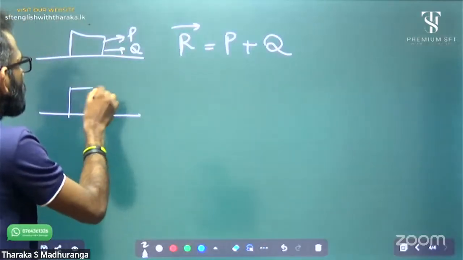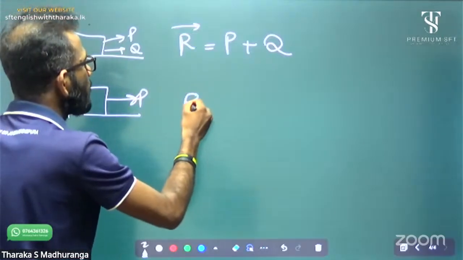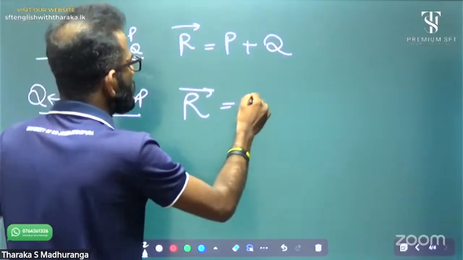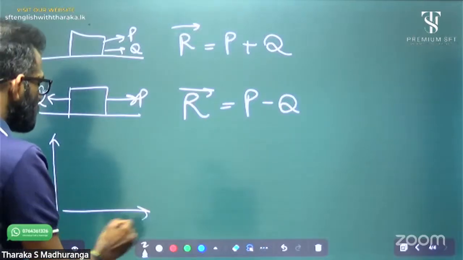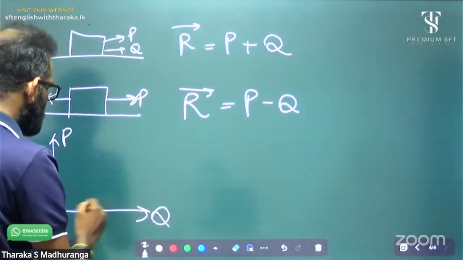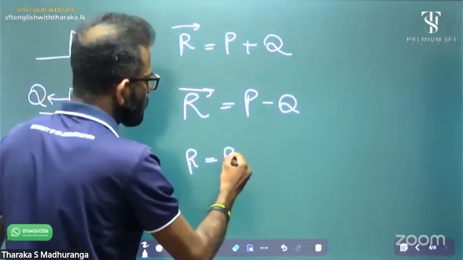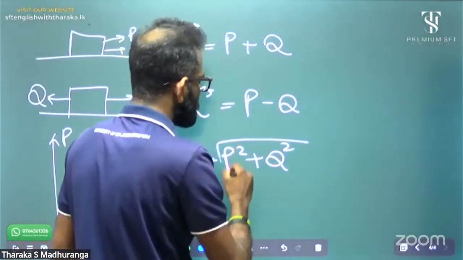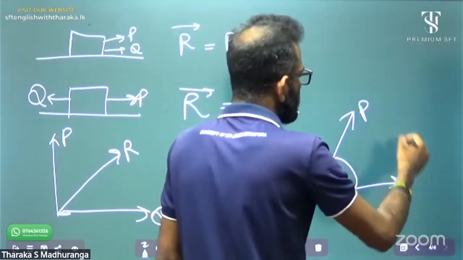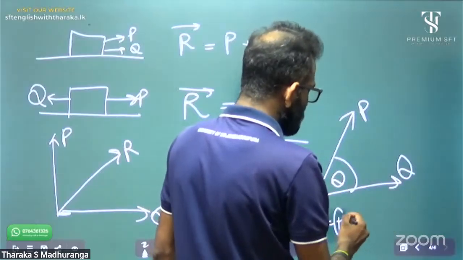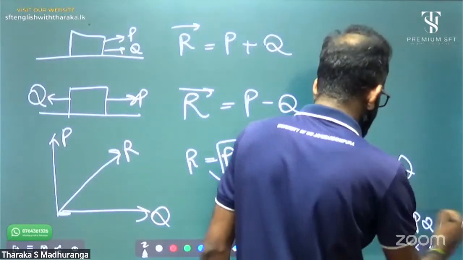Two forces acting along opposite directions, P and Q. How to get the result force? If P is greater than Q, it is P minus Q. Two forces acting along perpendicular directions, P and Q. What is the equation? R equals the square root of P squared plus Q squared. Two forces acting at a different angle, less than 90 degree, P and Q. What is the equation? R equals the square root of P squared plus Q squared plus 2PQ cos theta.